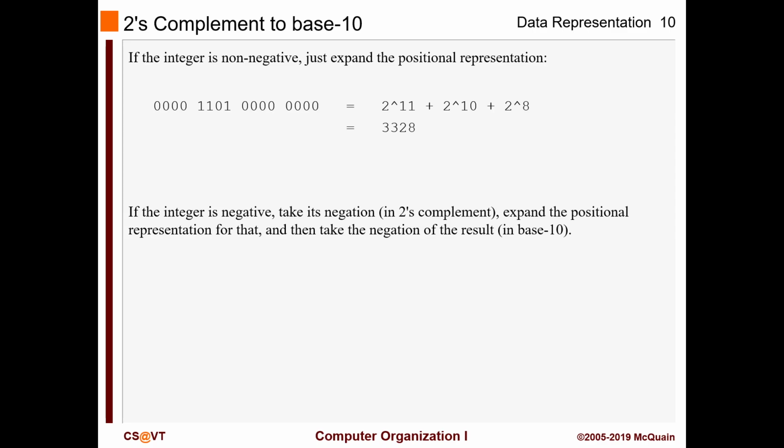There's a 2's complement for base 10 as well. Do you really want to do that? Oh, okay, sorry, this is not the one. If the integer is non-negative, just expand the positional representation. So that means it's going to have a lot of zeros over here, right? And then you do something like 2 to the power 11, in this case 2 to the power 10, and in this case 2 to the power 8. You sum them up and you have the number.